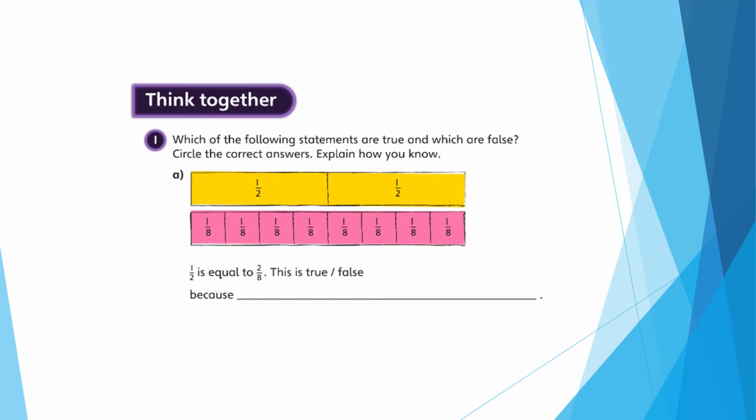Okay, so we've got 1/2, so looking at the numerator, it's talking about one piece of the whole. And it's asking us if it is the same as 2/8. Well, if I was to colour both those in, I can see it's actually 4/8 that is equal to it. So the equivalent fraction for 1/2 would actually be 4/8. So you know that it's false, because 1/2 would actually be equivalent to 4/8.